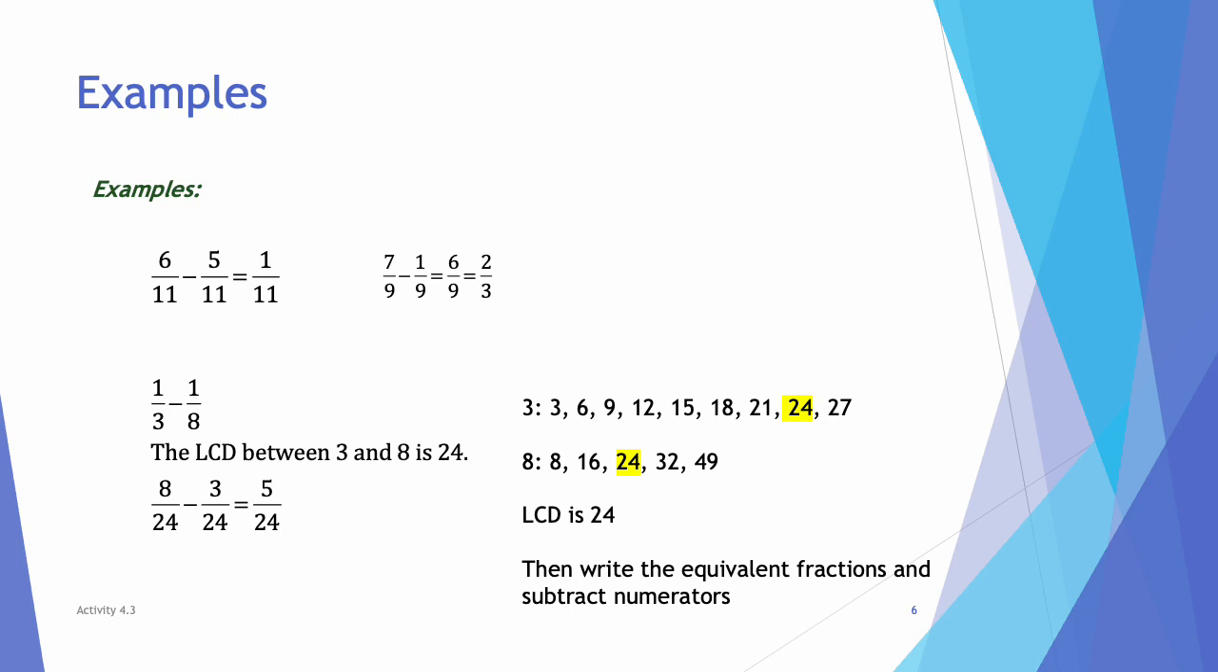In the next example, I'm subtracting 1/3 minus 1/8. Since they don't have a common denominator, I would write out the multiples of each denominator and find that the lowest common denominator is 24. Then write the built-up fractions, which would be 8/24 minus 3/24 equals 5/24, and do the subtraction, and I get 5/24.